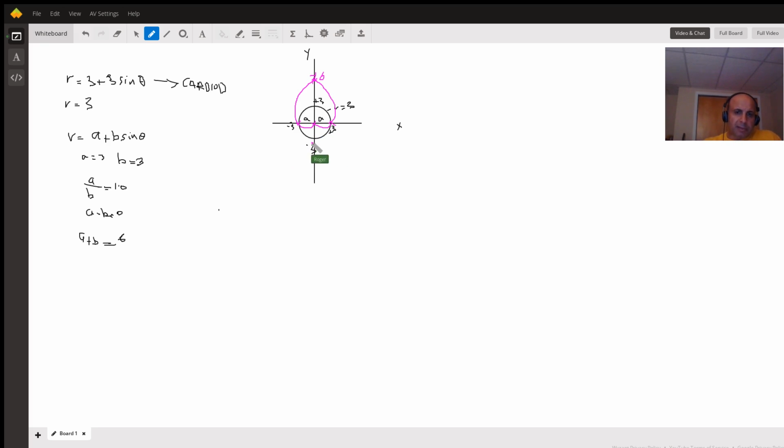So in this problem, you're asked to find the common area between the two curves, which is the intersection of the two curves. Let me draw that intersection in green so you can see where it is. It's actually this area bounded here. And we're asked to find this area.